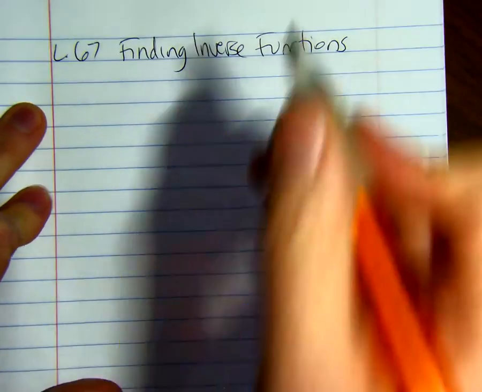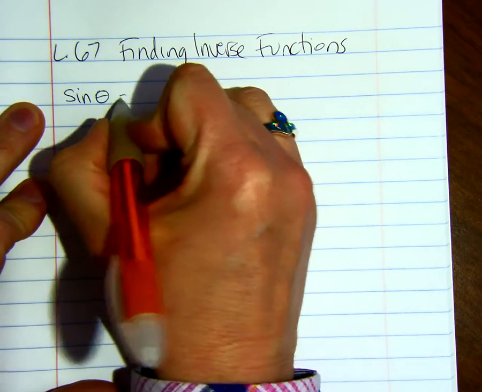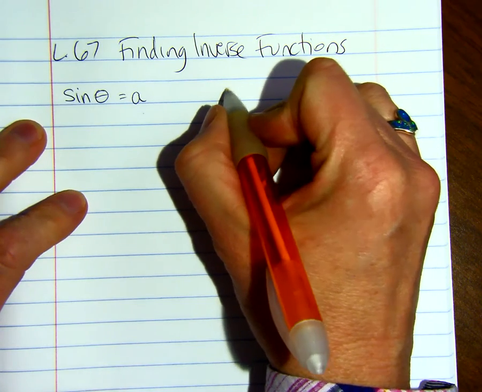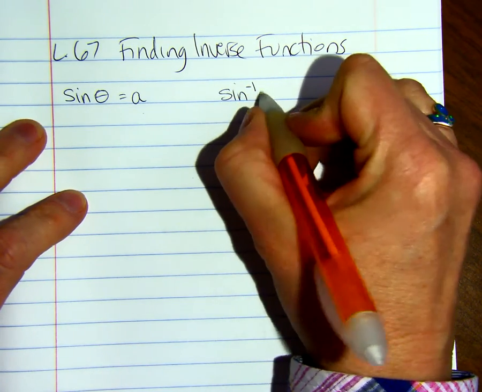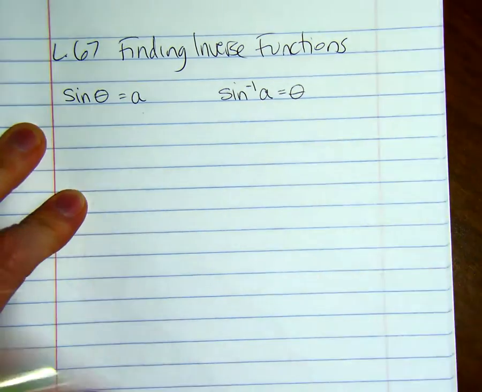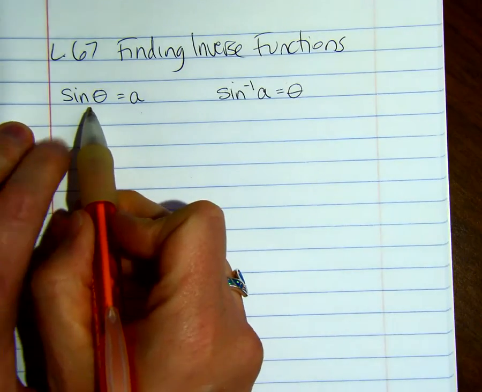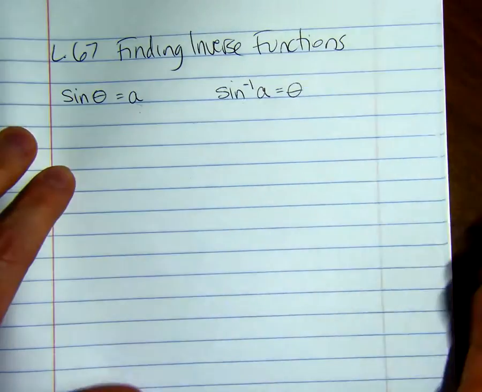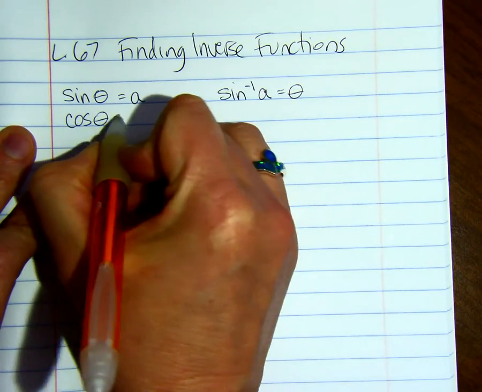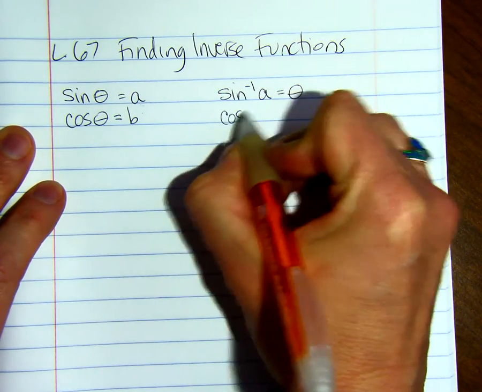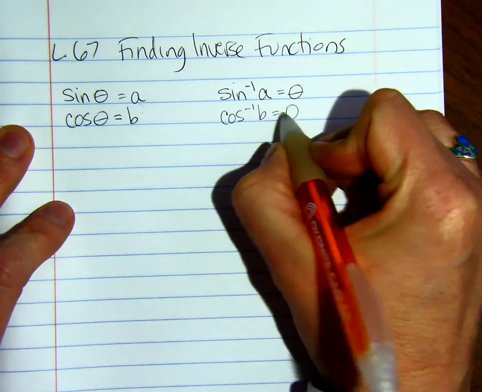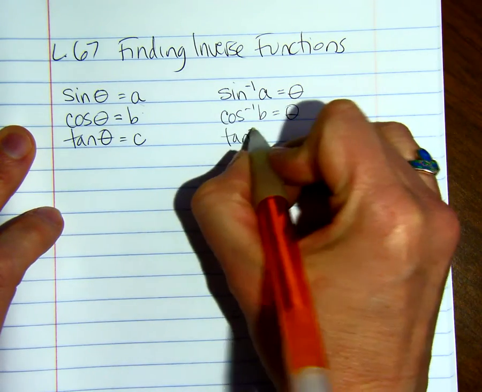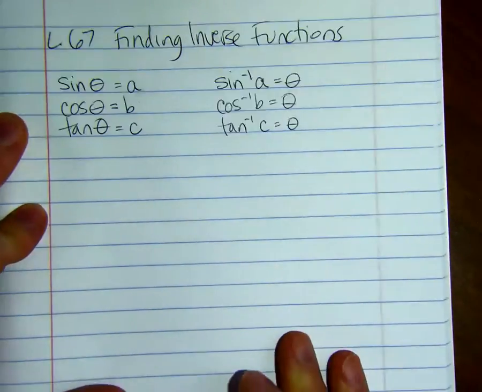So if sine of theta equals A, then the arc sine or sine inverse of A equals theta. So if you have an angle and you find the sine of that angle, you get a number. When you do the inverse sine of that number, you get the angle. So it's a way to find angle measures. If cosine of theta equals B, then cos inverse of B will give you theta. And if tangent theta equals C, then tangent inverse of C will give you the angle measure.